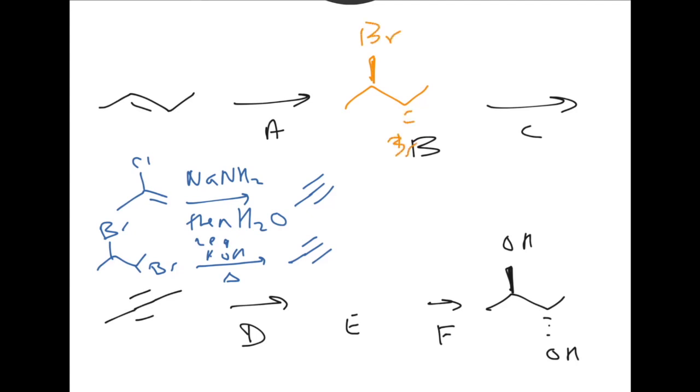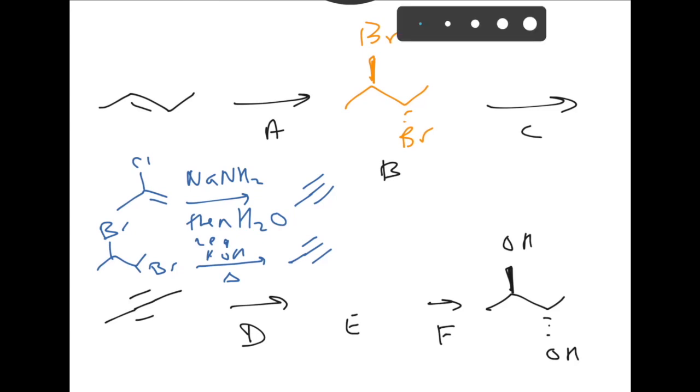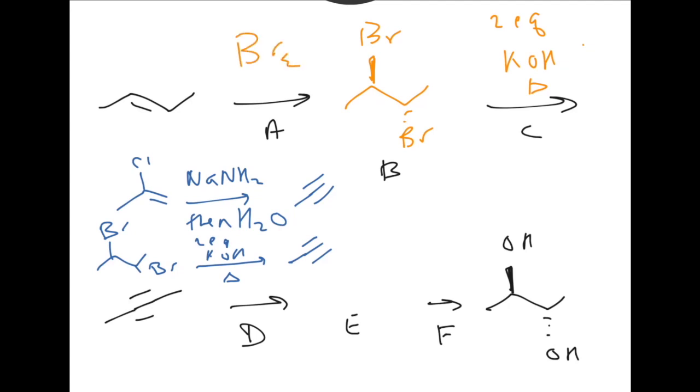It's a really bad Br. Right? Because we can both get from that dibromide to the alkyne and get from the starting alkene to the bromide. Right? So this would make C 2 equivalents of KOH and heat. And then how would I go from the alkene to the vicinal dibromide? How would I make B? Br2.